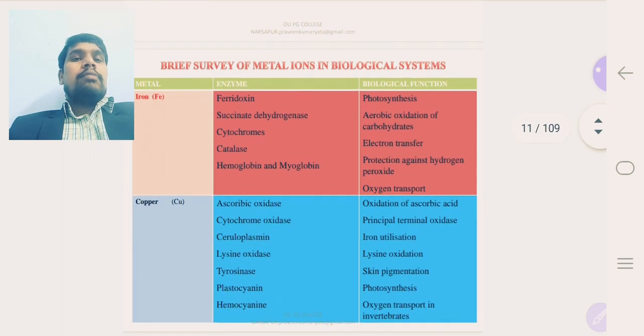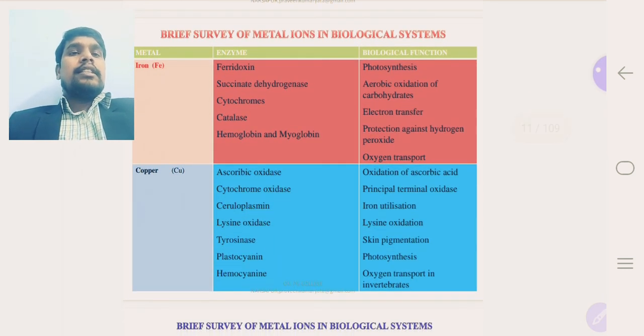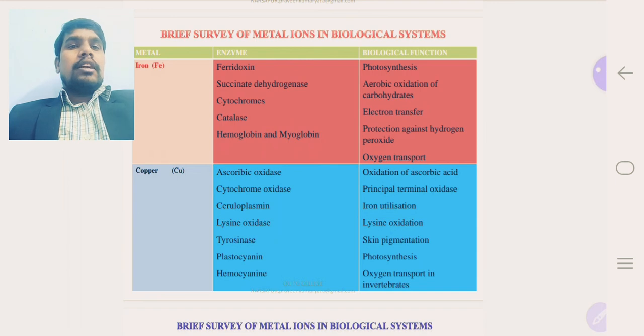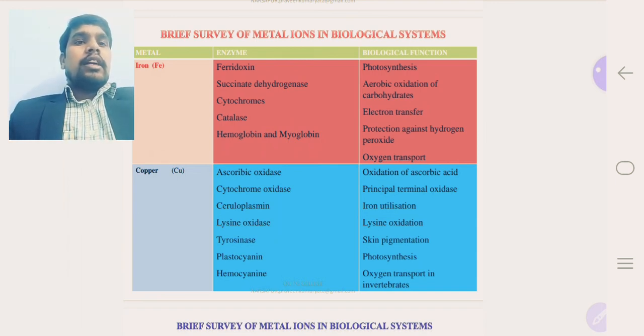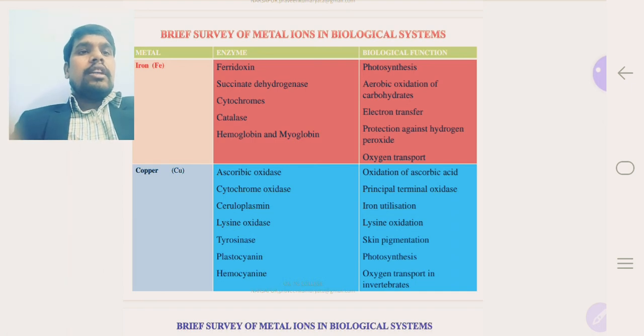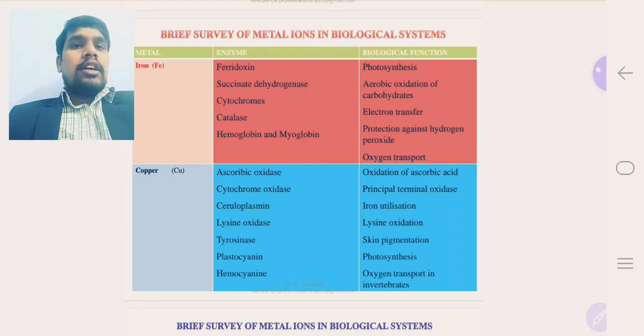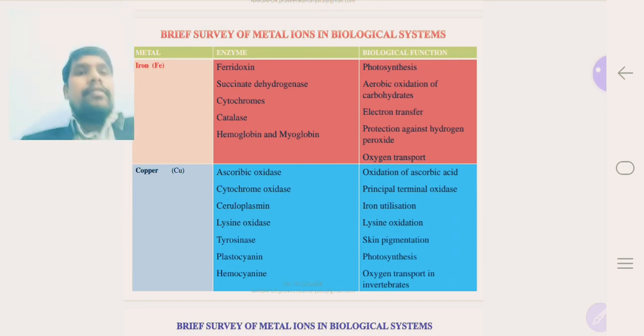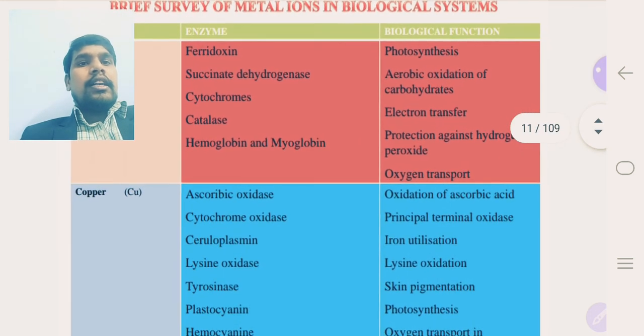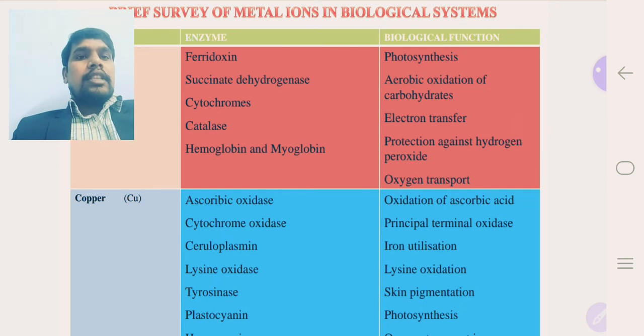And a brief survey of metal ions in biological systems: iron, copper, and zinc metal ions. First of all, we see iron, which enzymes contain iron, and what is their biological function. Let us see the iron: ferredoxin, succinate dehydrogenase, cytochromes, catalase, hemoglobin and myoglobin.